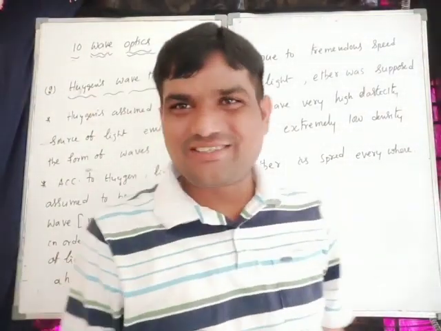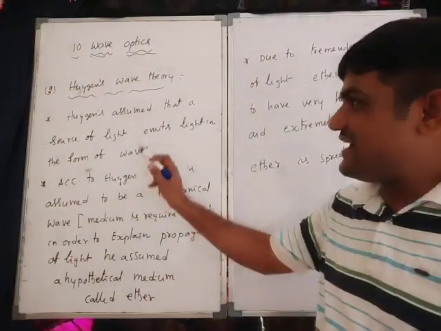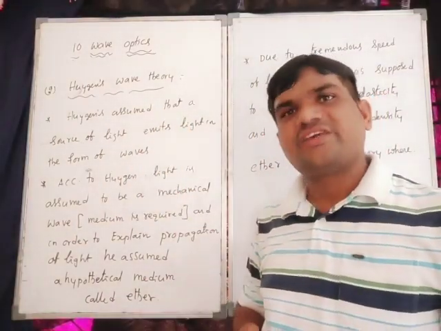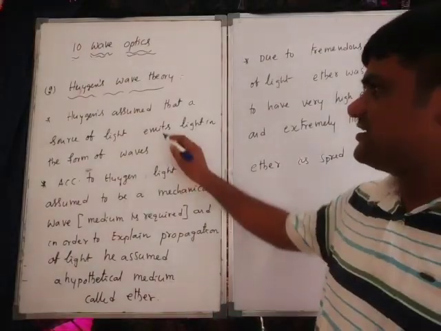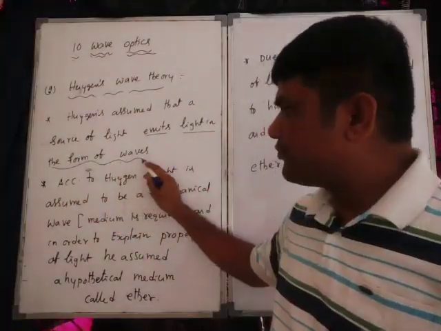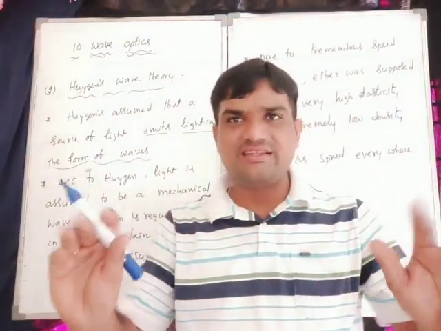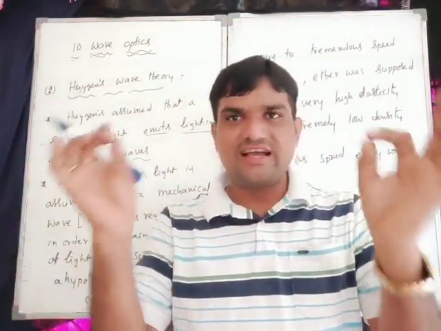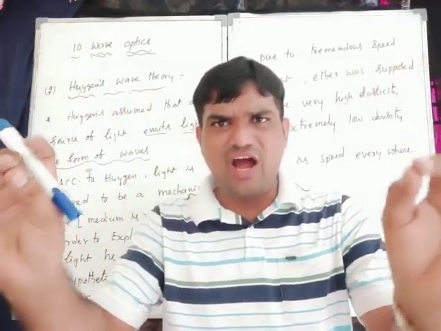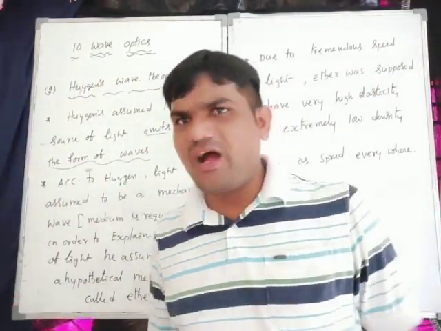A source of light emits light in the form of wave. It is not experimental, he just assumed it. The light has wave nature. Light is in the form of wave.